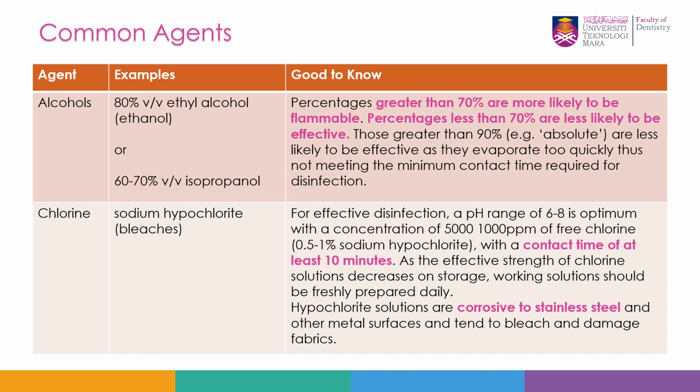Percentages greater than 70% are more likely to be flammable, all right? And percentages less than 70% are less likely to be effective. So normally we use 70%. But if you do choose 90% or higher, it will evaporate too quickly, thus not meeting the minimum contact time required for disinfection. It means before you reach 20 seconds, all the alcohol content in the gel you use from the hand sanitizer has evaporated, so it will be less effective.